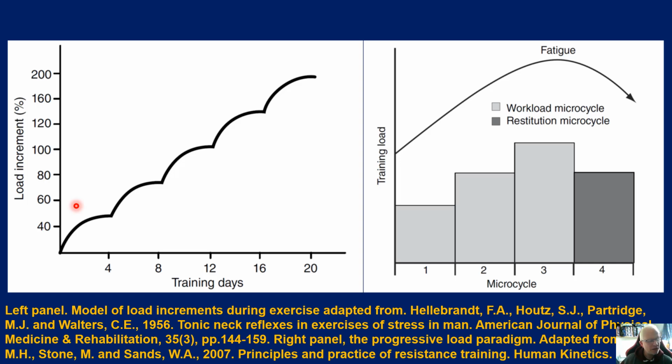If we look at the schematic on the left-hand side, what you've got is training days, and then load increments. This is the idea of progressive overload. What they're suggesting is that they've done, say, 4 days of training, and they've gradually built it up, and then they increase the load for the next 4 days, and the next 4 days. That's quite a severe reflection of perhaps what is going on.